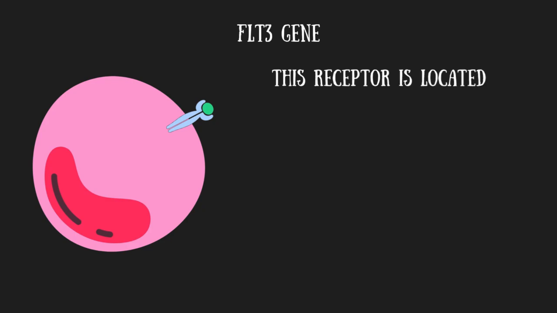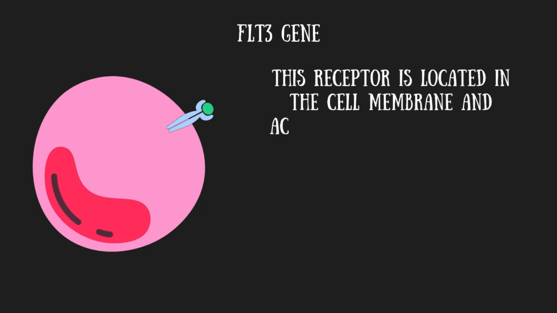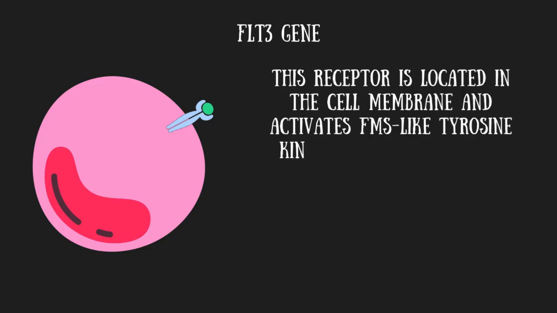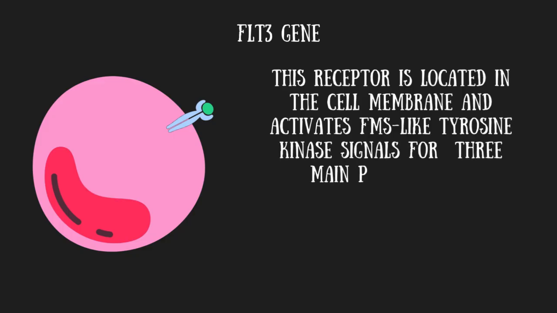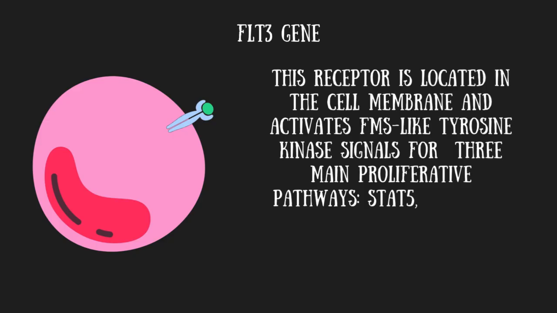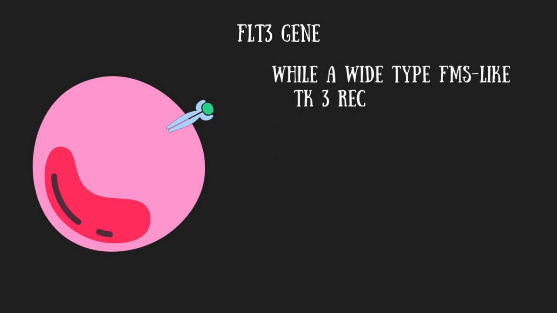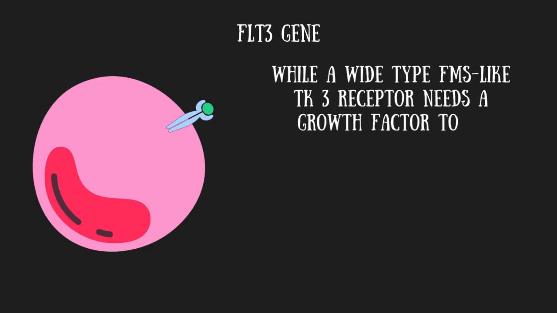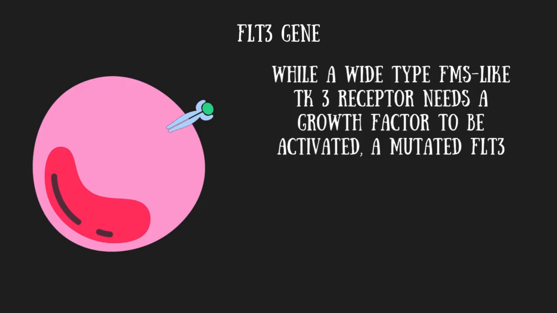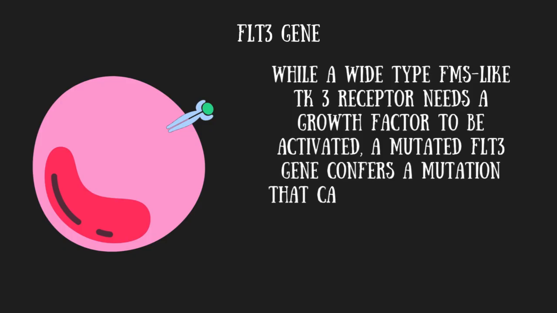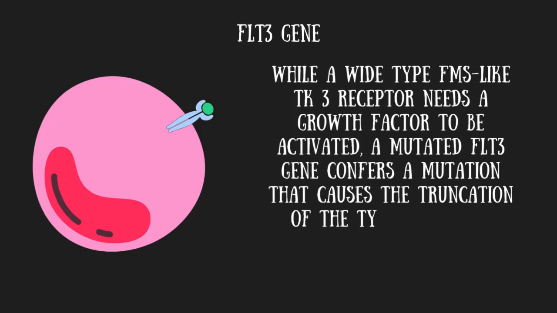This receptor is located in the cell membrane and activates FMS-like tyrosine kinase signals for three main proliferative pathways: STAT5, MAP kinase, and AKT. While a wild-type FMS-like tyrosine kinase 3 receptor needs a growth factor to be activated, a mutated FLT3 gene confers a mutation that causes the truncation of the tyrosine kinase receptor. Therefore, mutated tyrosine kinases can dimerize and transphosphorylate without the presence of a growth factor.